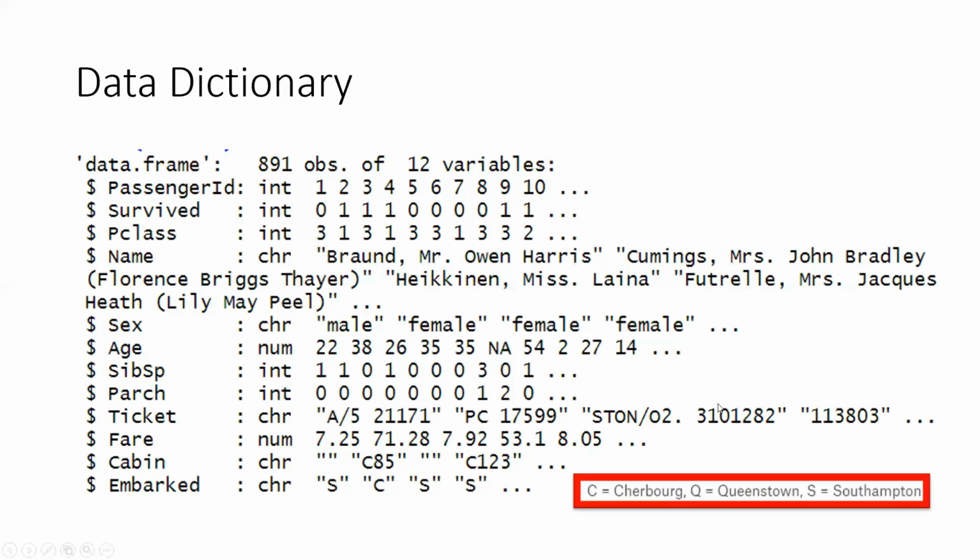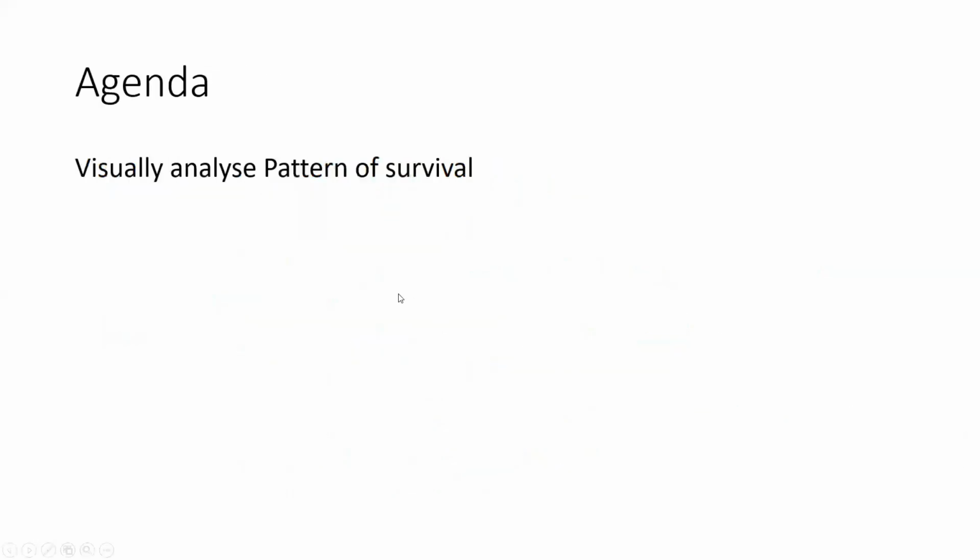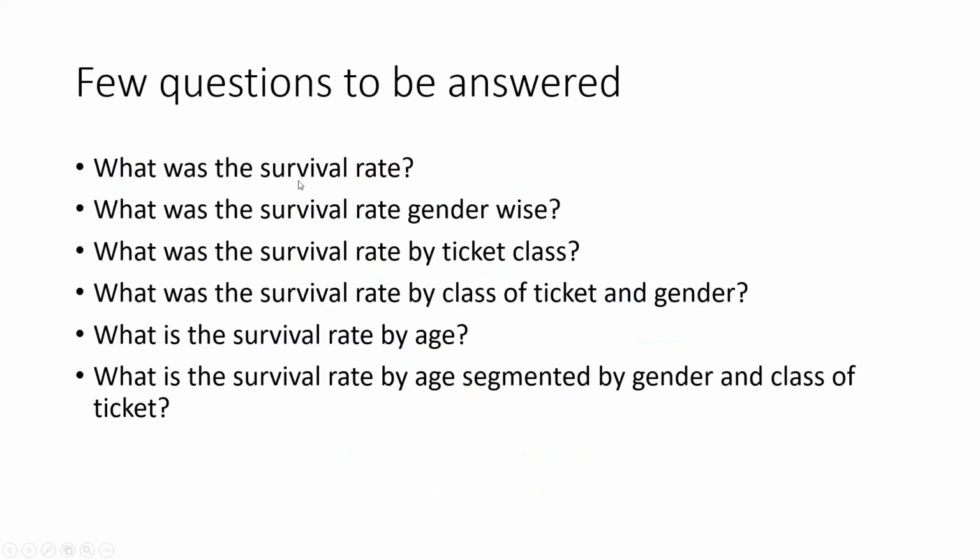So now let me ask some questions. Visually analyze the patterns. What was the survival rate? How many passengers survived and how many died? What was the survival rate gender-wise? Means male and female. Can you tell me how many male survived, how many female survived? What was the survival rate by ticket class? Can you tell me, if we go by the ticket class, how many people survived? There were 3 classes: first class, second class, and third class.